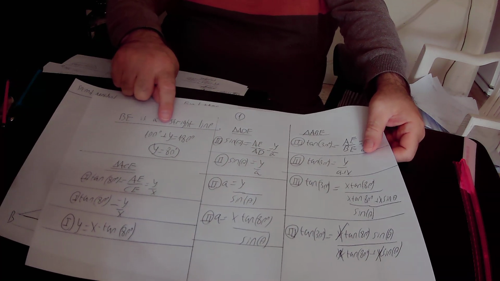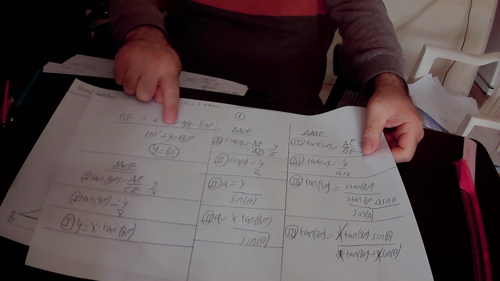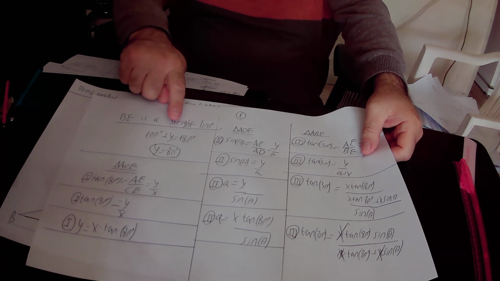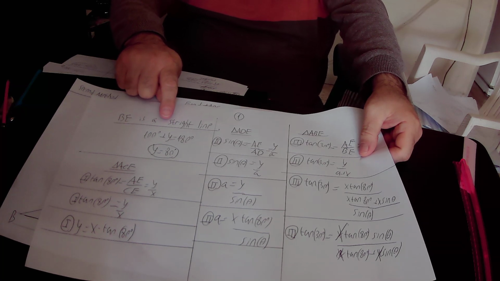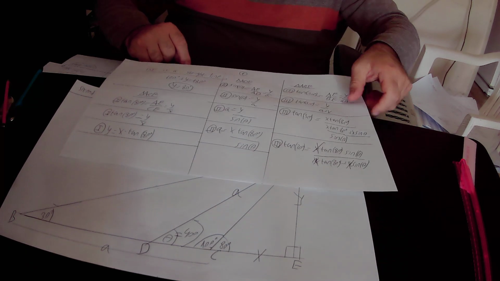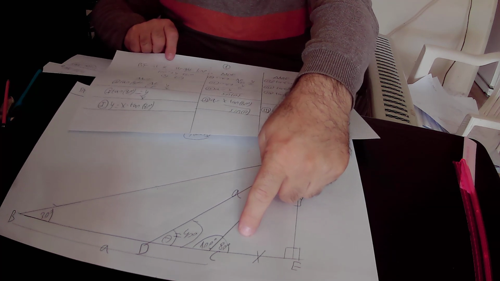100 degrees plus the missing angle, that is angle Y, must be equal to 180 degrees. We subtracted 100 degrees from this equation, and we found out that angle Y equals 180 degrees minus 100 degrees. That is to say, angle Y equals 80 degrees.